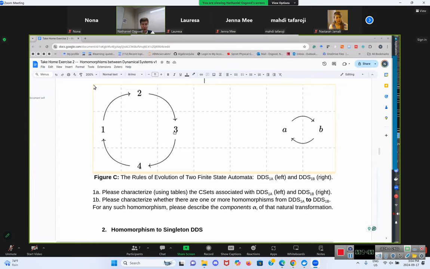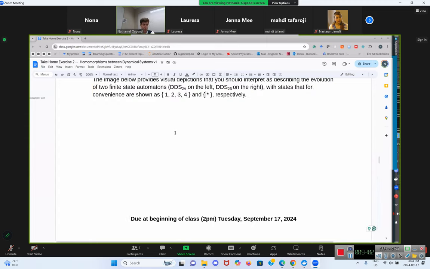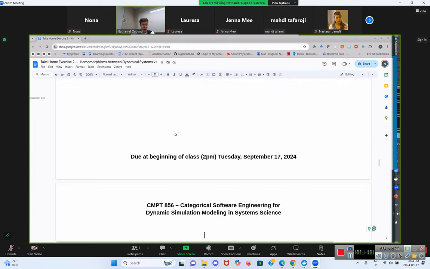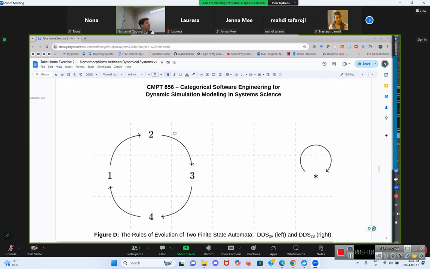Okay, and this is an important realization we'll come back to. It's what's called a level confusion, okay? Okay, how about this one? What do we have here? Do we have any homomorphisms from this to this?